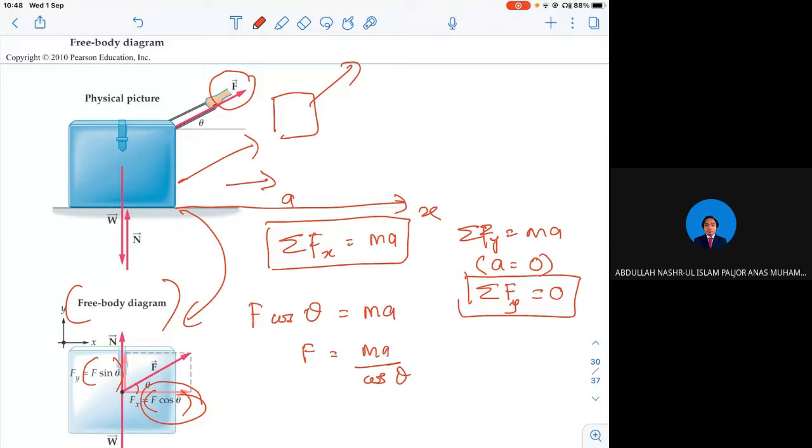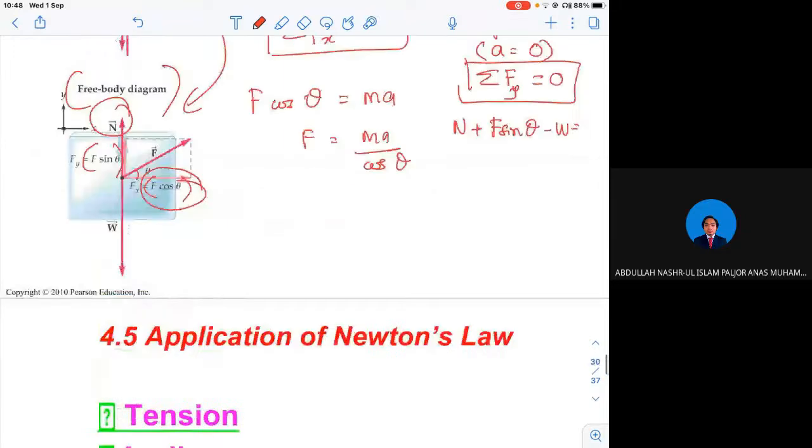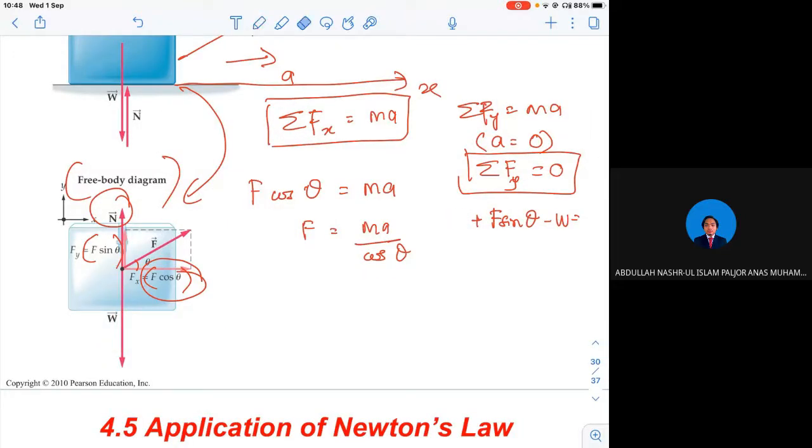At the top, we have N here. We have N plus F sine theta, because F sine theta is also pointing upward. Now we don't have any more. Minus W equivalent to 0. So let me write down first. We have N plus F sine theta minus W equivalent to 0. So that's how you write down its equation.